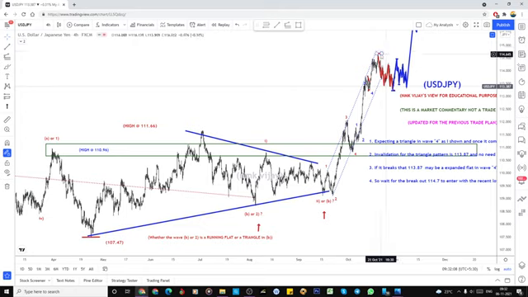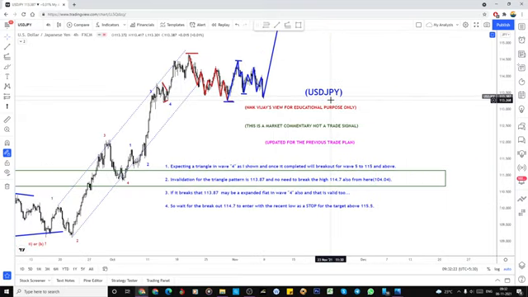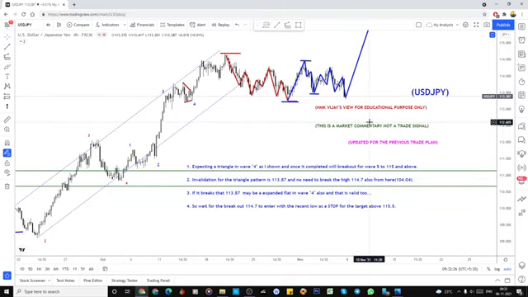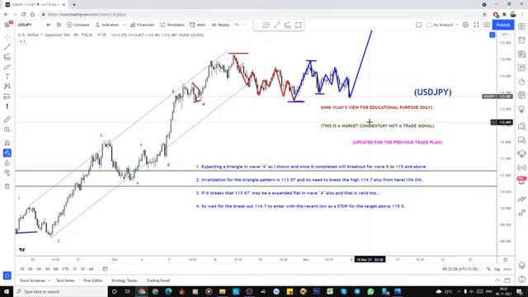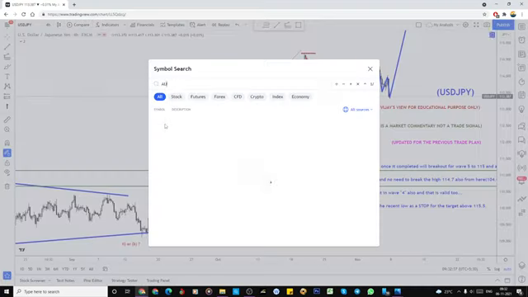Once the impulsive wave gets completed and it is in the correction part, it will take more time. But whether the correction has ended or not, that we have to watch and observe. You have to listen, then apply your Elliott wave, then take a trade. So this is my plan. That is why I have already bought. So let's move on to the next, AUD USD.